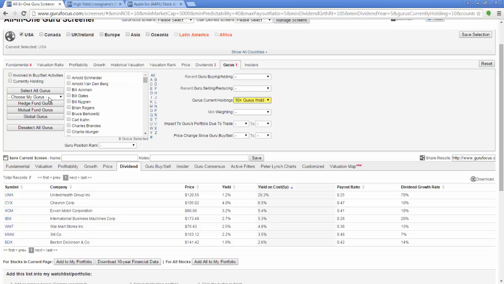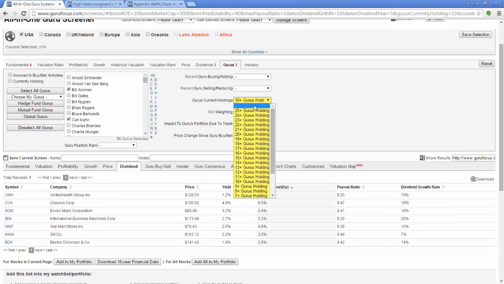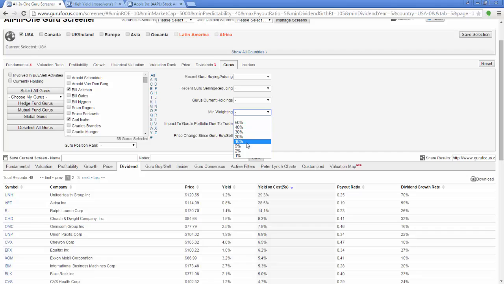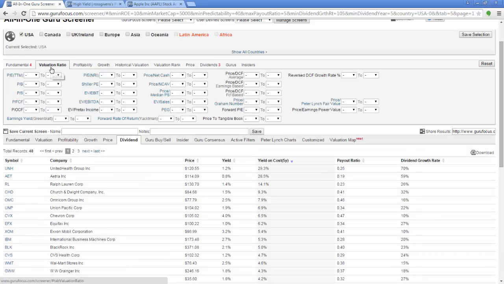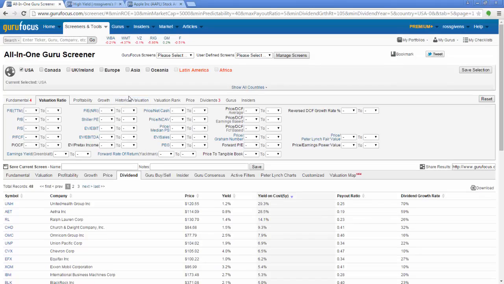Again, this is based off my gurus. You can see here. You can select all the hedge fund gurus, for example. You can do any number of things. But this gives us a nice short list, ones that a lot of people hold. You can select the weighting in their portfolio to find those that are substantial chunks of the money they manage. Any number of things you can search through here. But that's how to use the screener to find some quality dividend stocks.